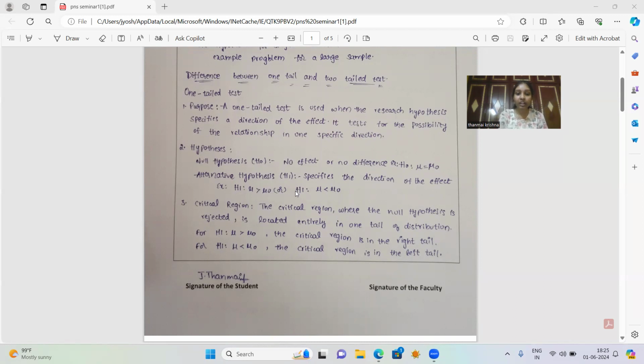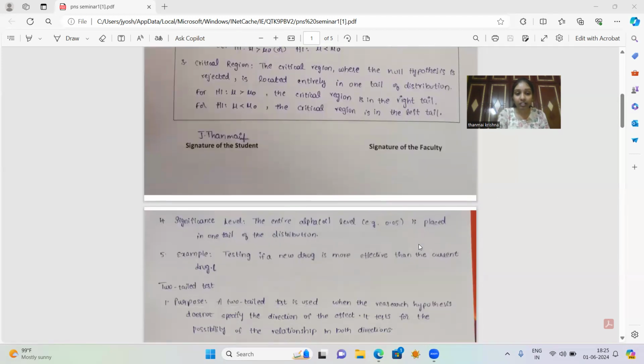Next, critical region. Critical region means where the null hypothesis is rejected. Here, the critical region is located in one tail of distribution, which can be either right tail or left tail. If H1, the alternate hypothesis, is mu greater than mu naught, then the critical region is in the right tail. If H1 is mu less than mu naught, then it is the left tail. Greater than means right tail and less than means left tail.